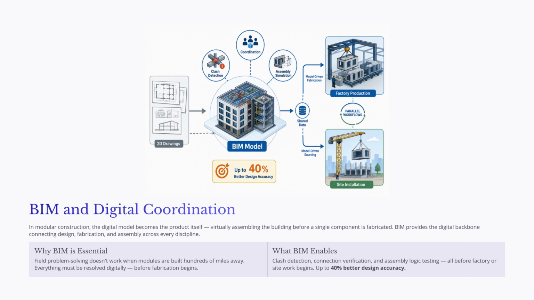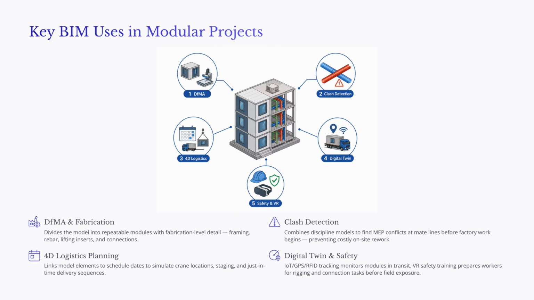The BIM model allows the project team to coordinate the structure, building systems, openings, connections, and finishes before materials are ordered, cut, or installed. When BIM is used effectively, it supports clash detection, connection verification, assembly simulation, model-driven fabrication, and site installation planning. It connects design, factory production, and field assembly into one coordinated digital workflow. In this sense, BIM helps transform modular construction from a collection of separate building parts into a predictable, coordinated production system. BIM supports several critical functions in modular construction.